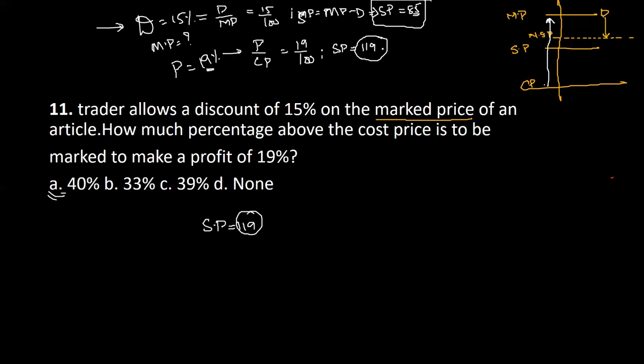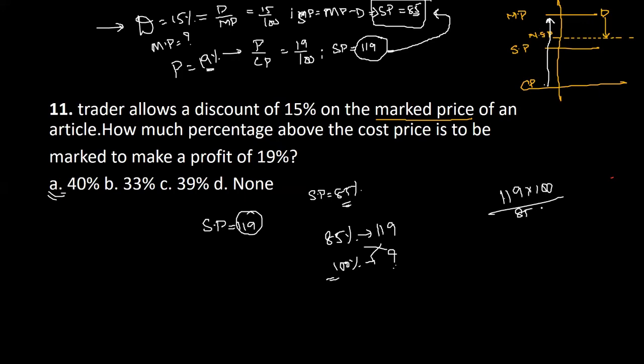So now that means what? The selling price, whatever you have got, is the 85% value. That means 85% value is 119. But what are you trying to find out? You're trying to find out the 100%, which is the cost price. So what will be the 100%? That's the question now. 85% is 119. What is 100%? So how much will it be? 119 into 100 by 85. If you calculate this, I think you will come to a conclusion.